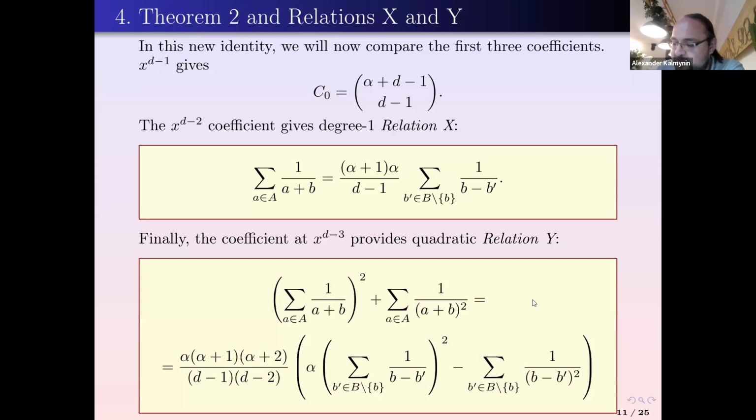So I'll pause for a little bit. If someone would like to ask something about these relations, I can answer. Or at least you can comprehend what is happening. You have some coefficient here, and you have some 1 over a plus b, and some 1 over b minus b prime. So you have two different sums, and they are always related by this proportionality relation. And for relation y, it's a little bit more involved because you have both sums of squares and squares of sums. And you also have this a little bit uglier coefficient.